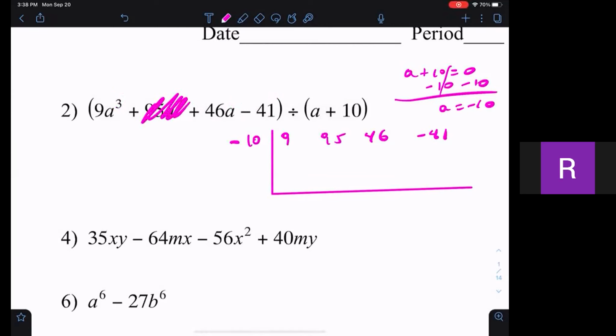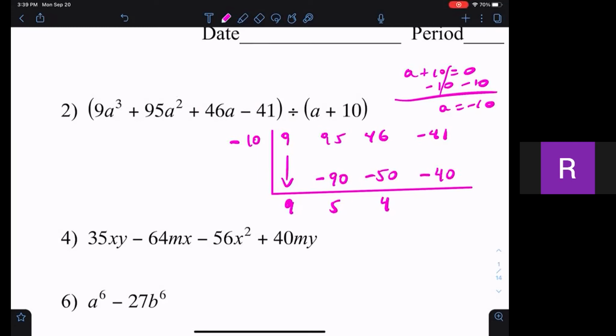If, for example, it was like from a cubed to a, I would have to put in the second degree a 0 as a placeholder, but this time I don't need to do that. So I'm gonna drop this. This is 9. This is negative 90. Combine like terms, you get 5. Negative 10 times 5 is negative 50. This is going to be 4. This is going to be negative 40.